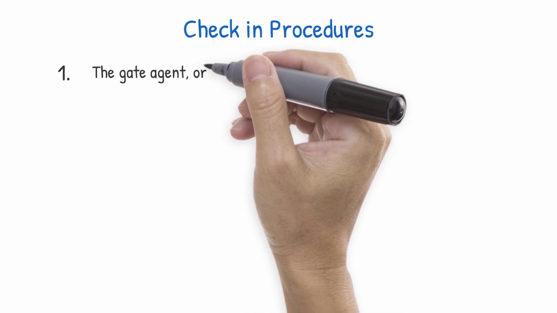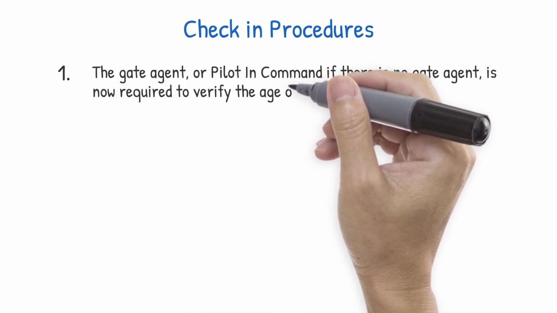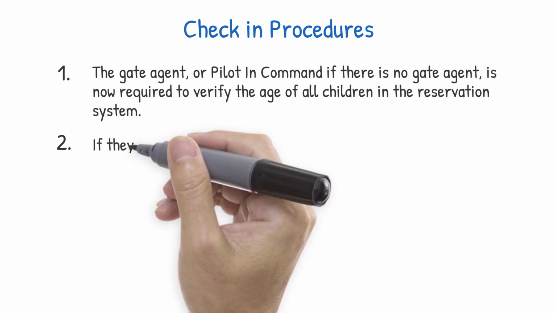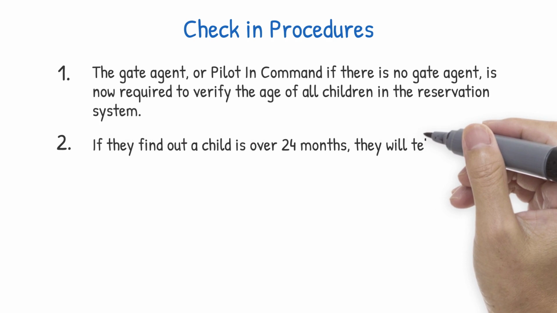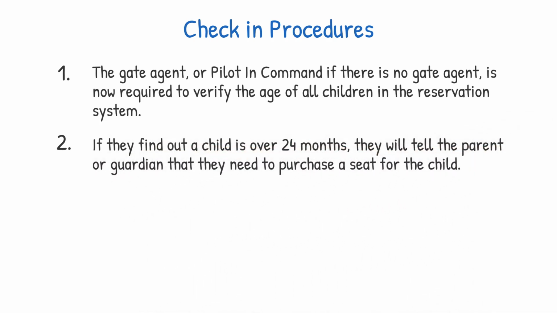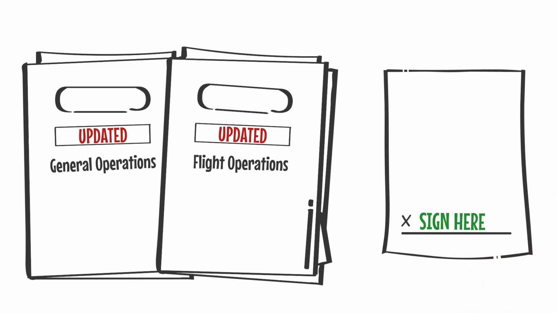The gate agent, or pilot in command, if there is no gate agent, is now required to verify the age of all children in the reservation system. If they find out a child is over 24 months, they will tell the parent or guardian that they need to purchase a seat for the child. The Director of Operations revised the General Operations Manual and Flight Operations Manual and informed the flight crew via the pilot read and sign file.